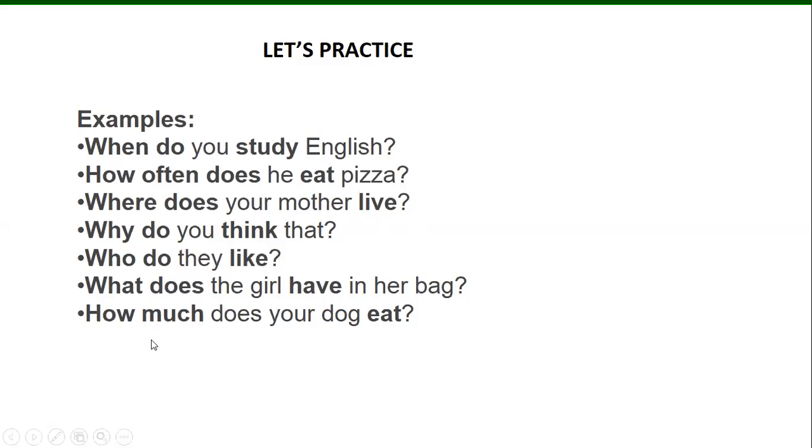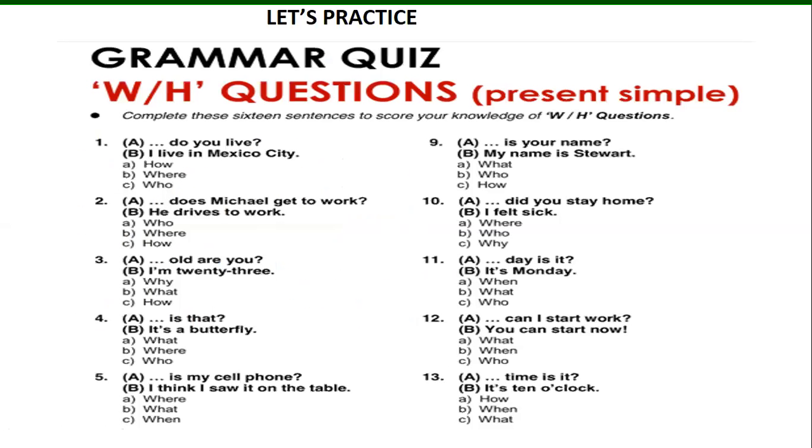So these are many combinations of WH words with the auxiliary do or does in order to make some questions. And here you have some WH simple present questions where you can choose. For example, number one. ¿Cuál creen que sería la respuesta más adecuada para el número uno? Where, right? Where do you live? I live in Mexico. Okay, number two. How does Michael get to work? He drives to work. Very good. Number three. How old are you? I'm 23. Very good. Number four.